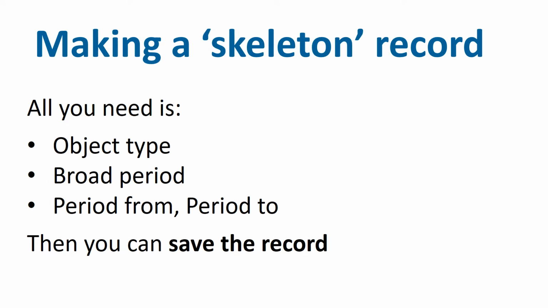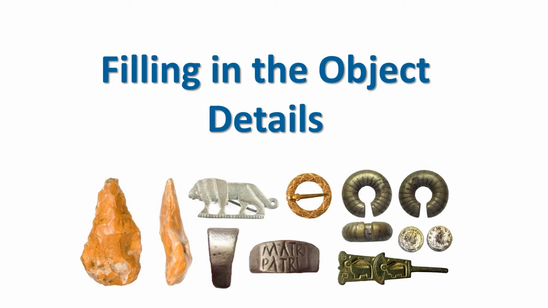In order to create a basic skeleton record, there's a minimum amount of information you must provide. You must enter an object type, a broad period, and the period from and period to. You can then save the record. This means that you don't have to start and finish a record all in one go. You can save it and come back to it later. So, let's begin creating our record by filling in the object details.